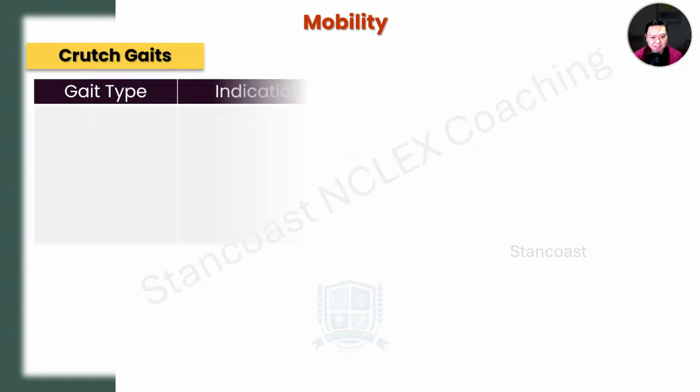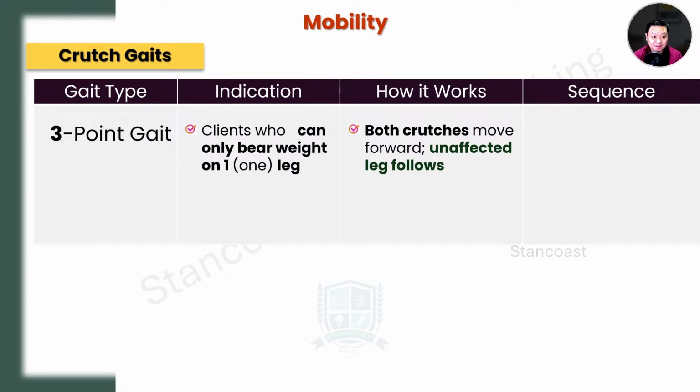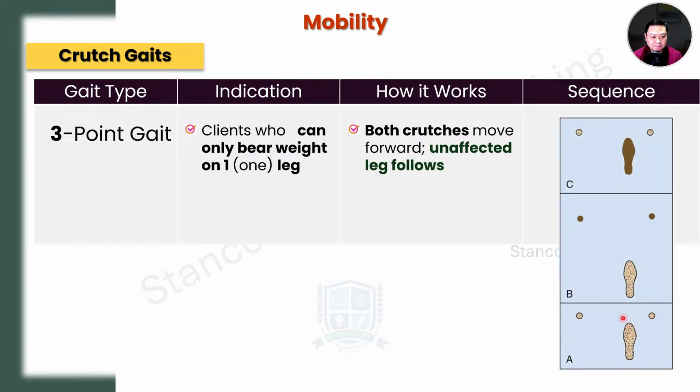Okay, so let's recall about the 3-point gait. What is really the purpose of the 3-point gait? This is intended for those people who can only bear weight on one leg. Take note of this. What's going to happen here is that both crutches should be moved forward. Then the strong leg follows, or what we have as the unaffected leg. So what you should recall here is to remember 3 points, which simply means both crutches plus the one leg. This will hit the ground at the same time. So here's your sequence. You have your crutches move forward and followed by the unaffected leg. Of course, the other leg that is affected is not shown because it's not supposed to bear weight. Okay, so it's only the unaffected leg shown in this diagram.